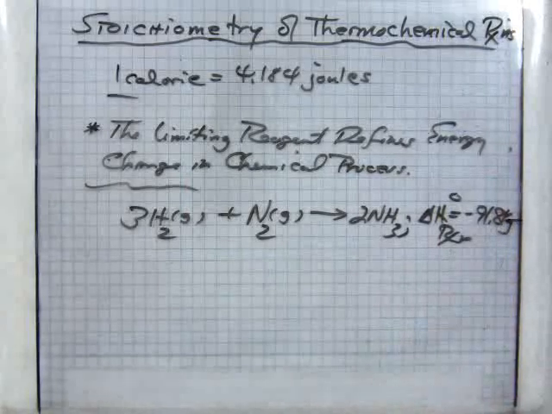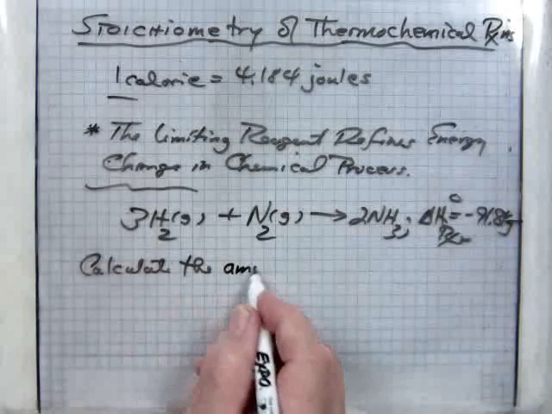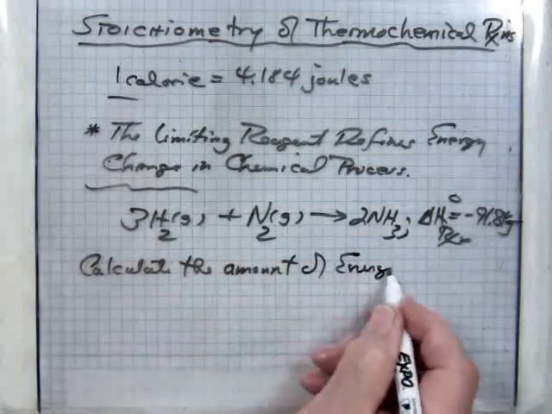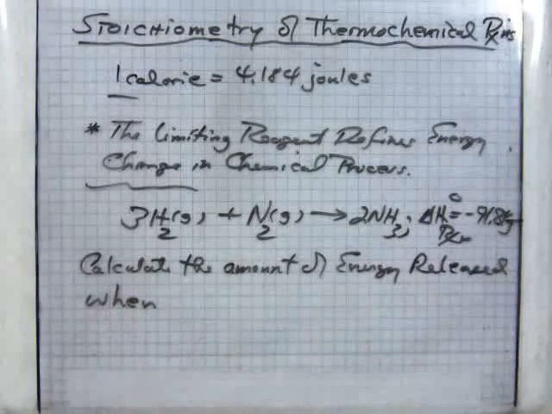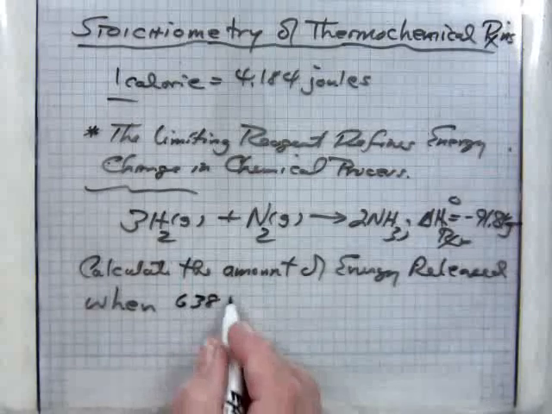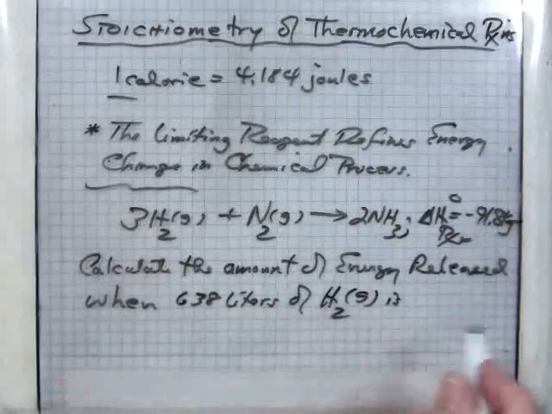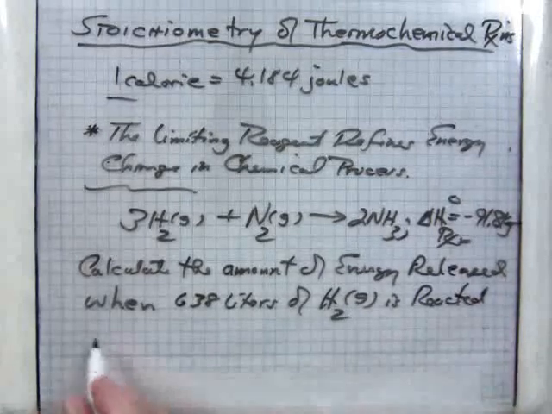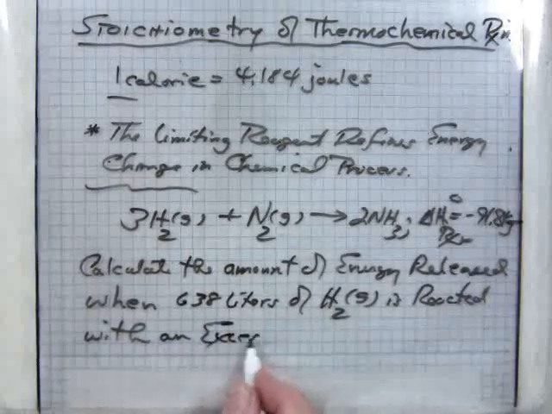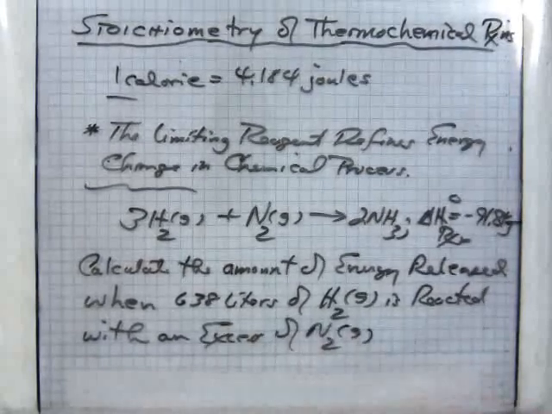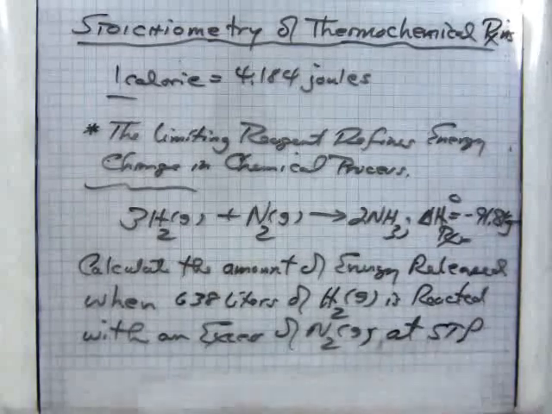The equation is given to you like that. Calculate the amount of energy released when 638 liters of hydrogen gas is reacted with an excess of N2 gas at STP conditions.